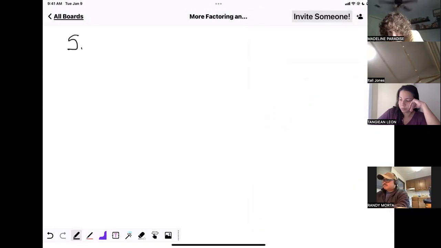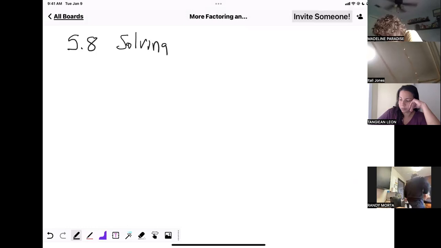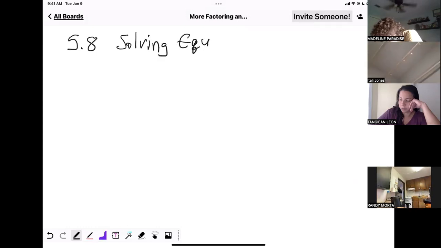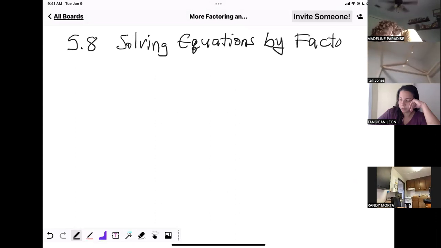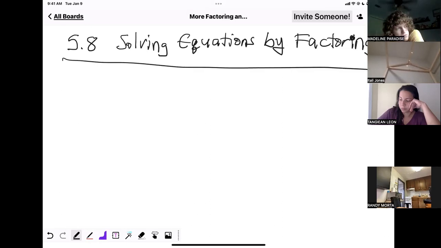5.8, solving equations by factoring. When you get into the quadratics, which are the squares, you're going to use factoring a lot. You don't have to have squares, but factoring is used a lot.